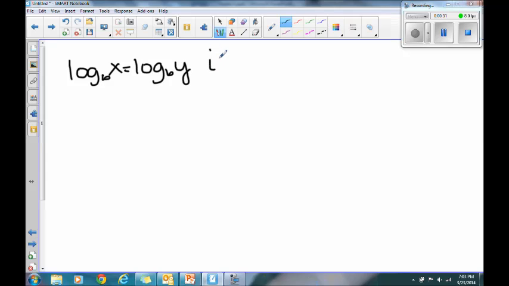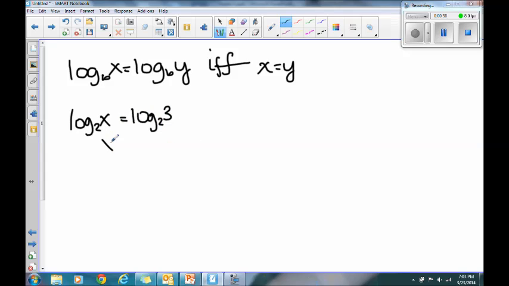The first situation, and we'll start off slow and steady, involves the one-to-oneness of our logarithm function. If we're told that log base b of x is equal to log base b of y, we know that can only happen if x is equal to y. So if we had something like log base 2 of x is equal to log base 2 of 3, we would conclude that that can only happen if x is equal to 3.